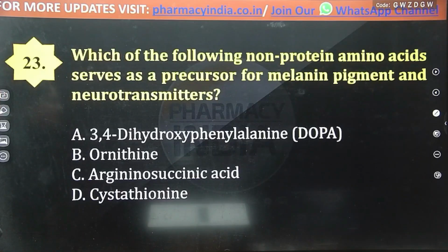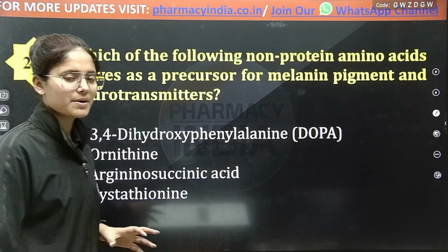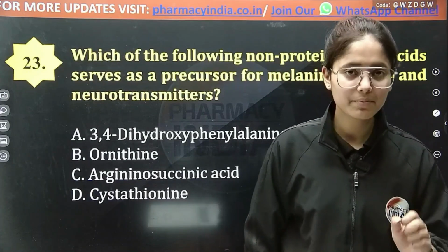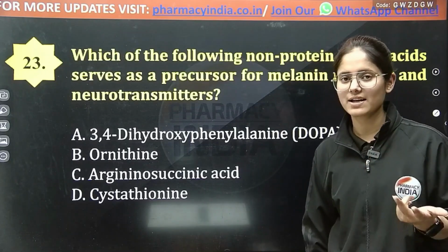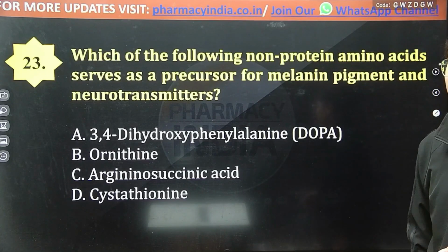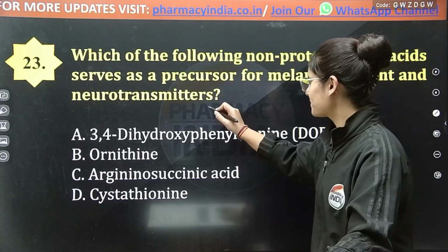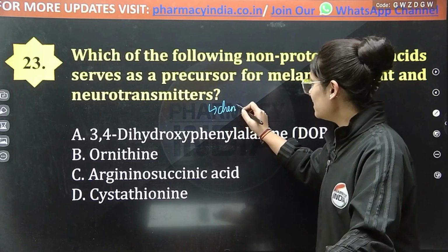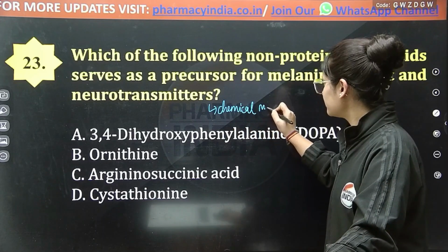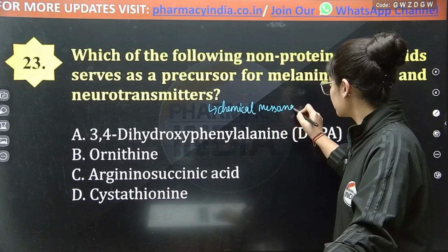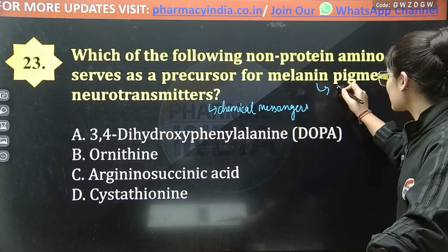Which of the following non-protein amino acids serves as a precursor for melanin pigment and neurotransmitters? What is melanin? Melanin is a color pigment which is responsible for the pigmentation of your skin, eye, hair, etc. And neurotransmitters are chemical messengers. And melanin is a color pigment.